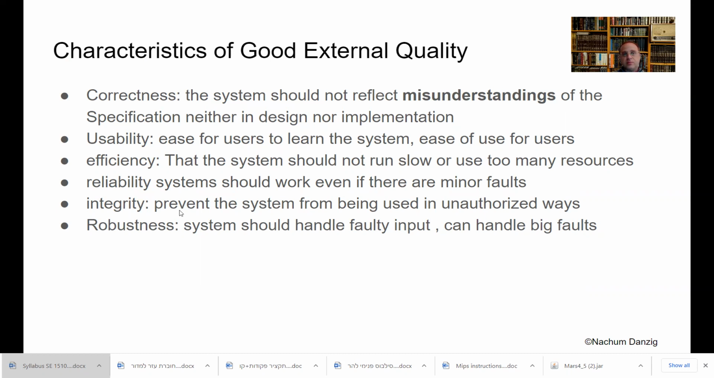Integrity: prevent the system from being used improperly. In other words, it should be safe. It shouldn't be that anybody can start using it illegally.